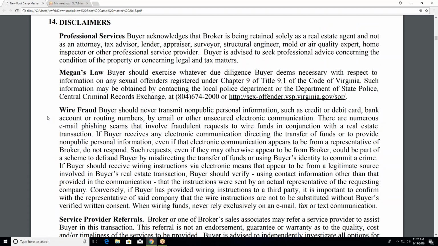Buyer acknowledges that broker is being retained solely as a real estate agent and not as an attorney, tax advisor, lender, appraiser, surveyor, structural engineer, mold or air quality expert, home inspector, or other professional service providers. Buyer is advised to seek professional advice concerning condition of property or concerning legal and tax matters. It is not unheard of that you as a real estate agent may also be a home inspector or a lender. But just like dual agency, woe to you for mixing the two. Give it to somebody else.